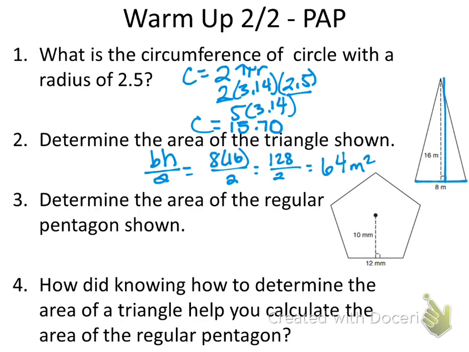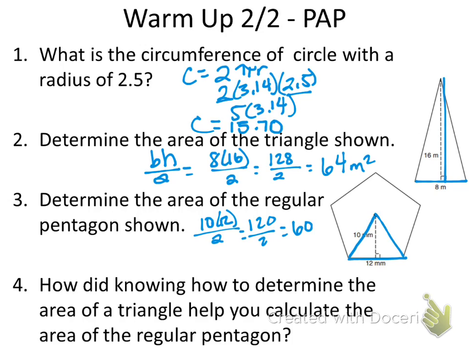3, to determine the area of the regular pentagon shown. To use my pentagon, I'm going to make triangles, because I can make lots of triangles that are the same thing with my regular pentagon. The base of this entire triangle is 12 and the height is 10. So 12 times 10, divided by 2. 120 divided by 2 is 60.